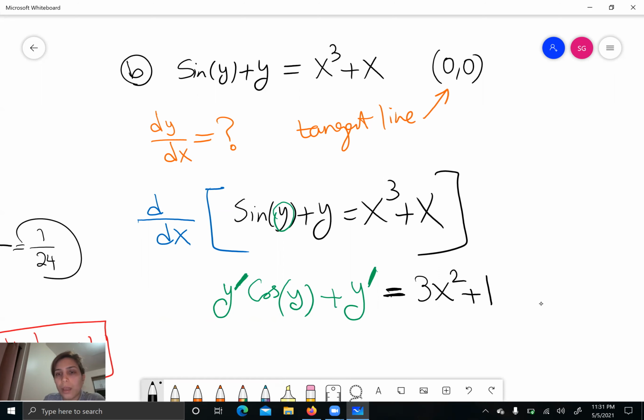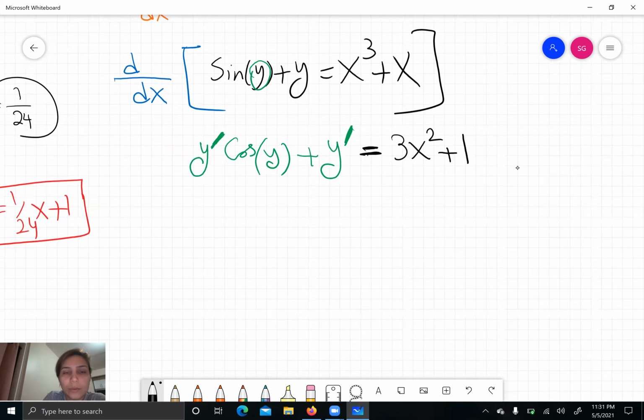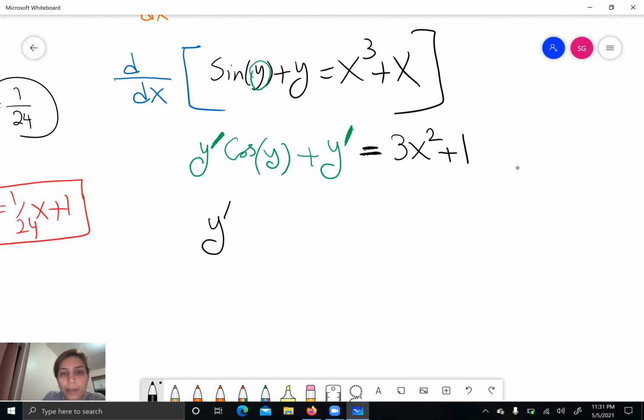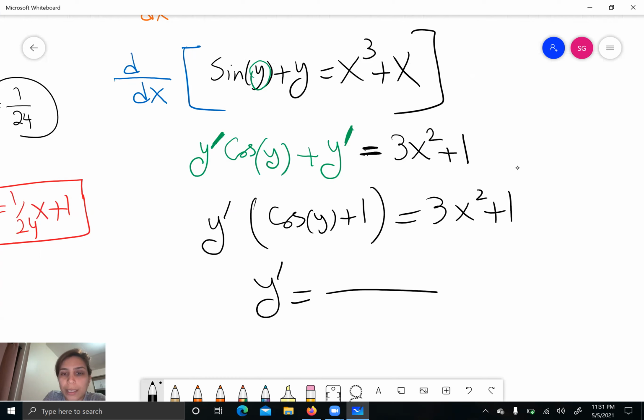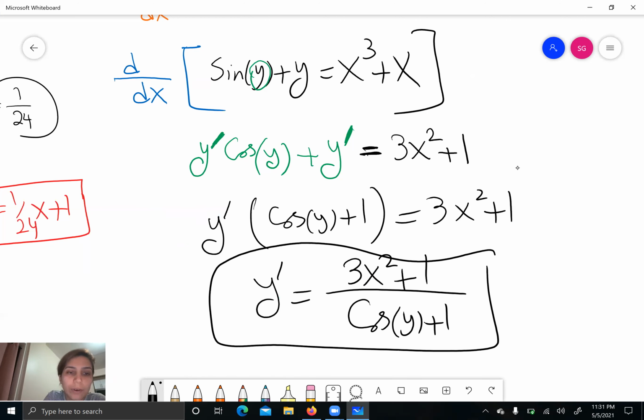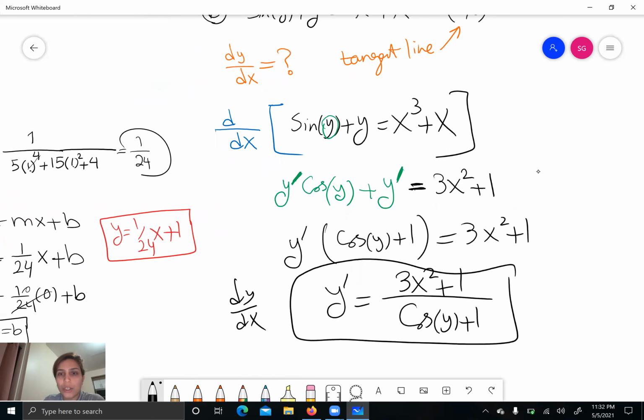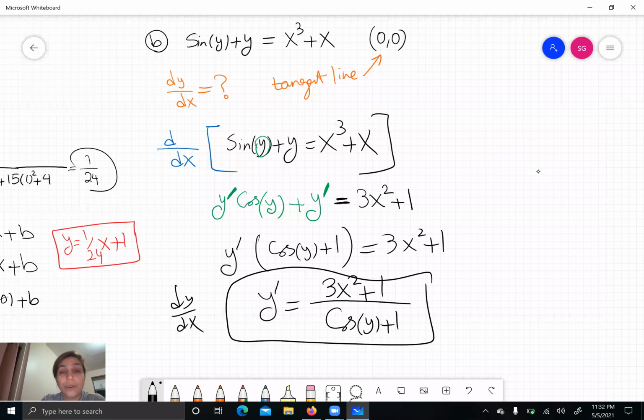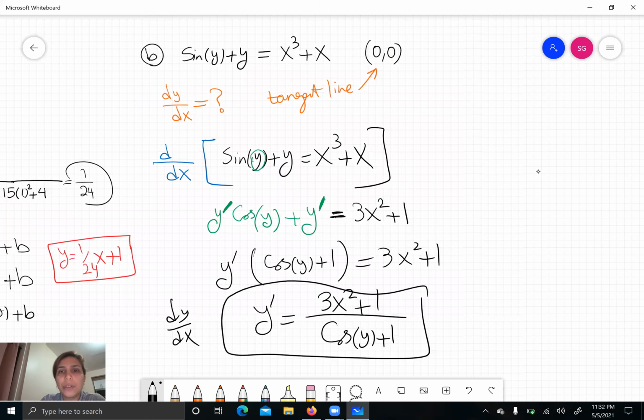Now, what is y prime? You can solve for y prime. From here you can factor out y prime and simplify. So it's going to be 3x squared plus 1 over cosine of y plus 1. That's it. So y prime, in other words dy/dx, is (3x squared plus 1) over (cosine of y plus 1). We just calculated the derivative of this equation.